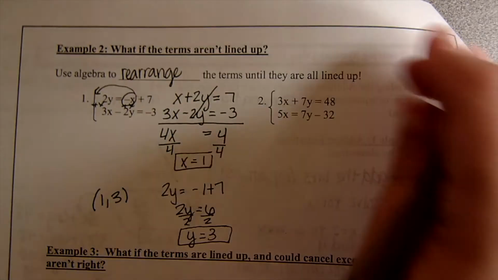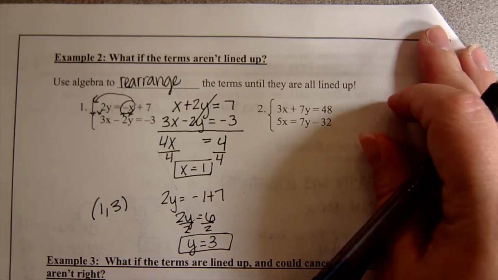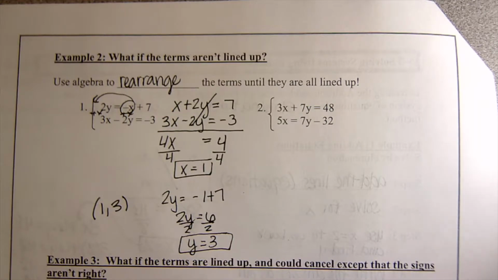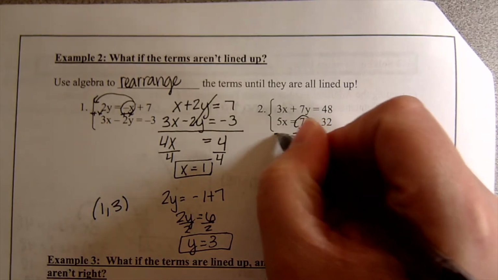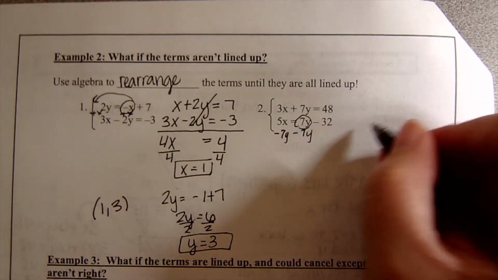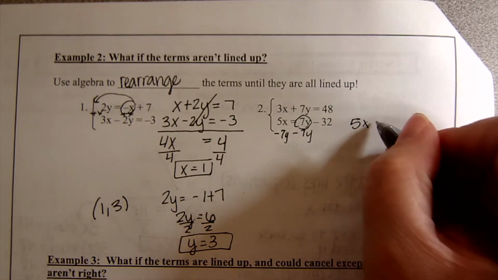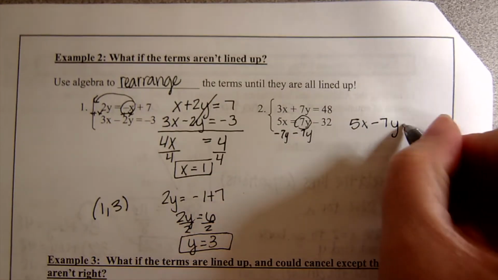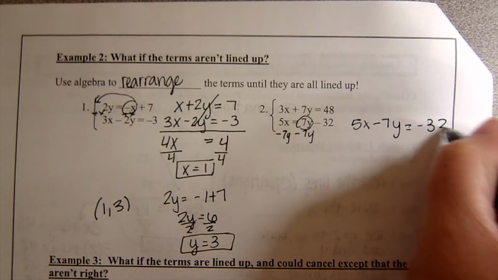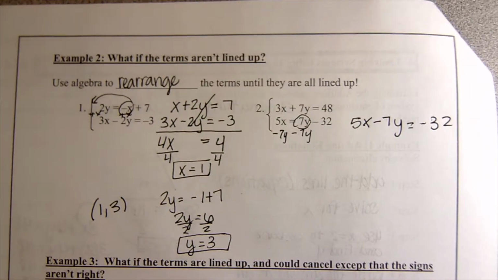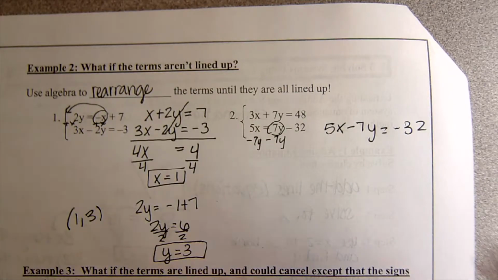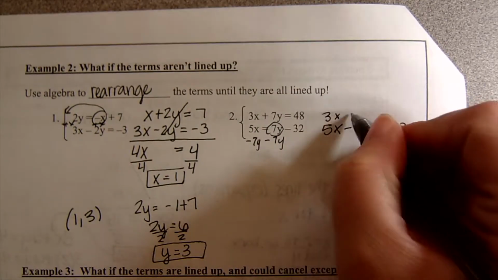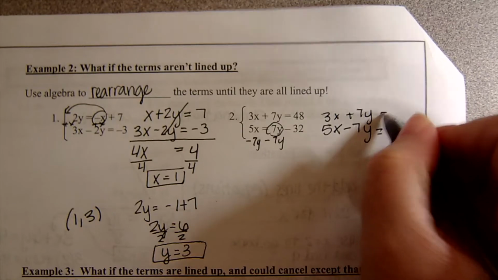Alright, and then number 2, which one needs to be rearranged? Second one. What needs to be moved? The 7y. So I need to subtract 7y from both sides, which makes my new equation 5x minus 7y equals negative 32. And I keep my first equation the same, 3x plus 7y equals 48.